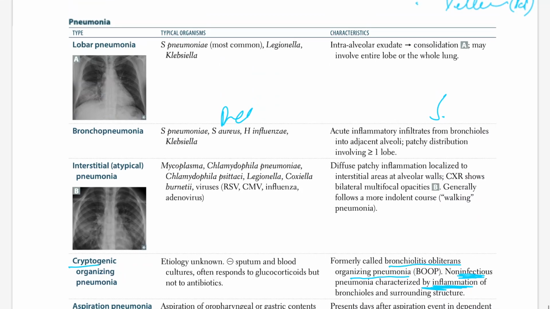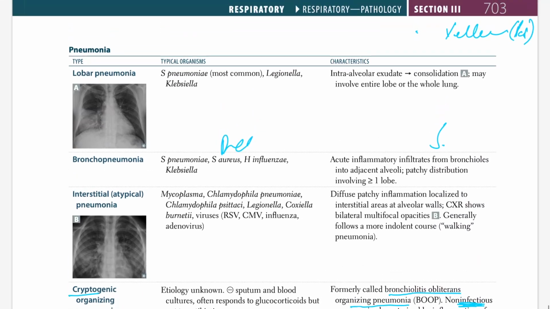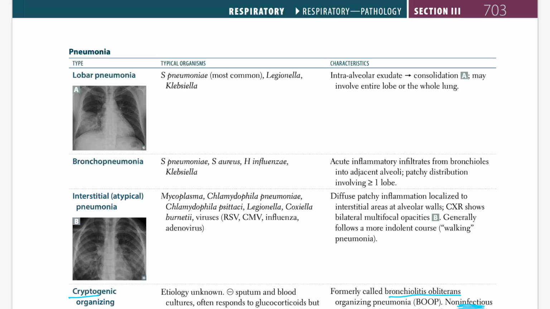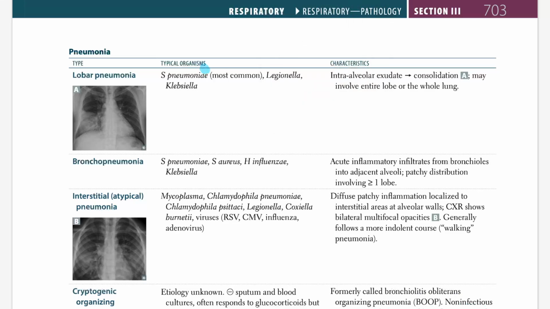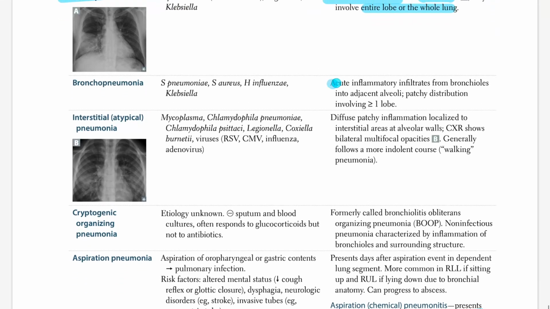Okay, so let's just recall the whole thing and move on to the next one. Here we have a lobar pneumonia. Simple, it's an intra-alveolar exudate, leads to consolidation of the entire lobe or the whole lung. Bronchopneumonia, it's an acute inflammation causing the infiltrate from bronchioles, and it can involve more than one lobe.